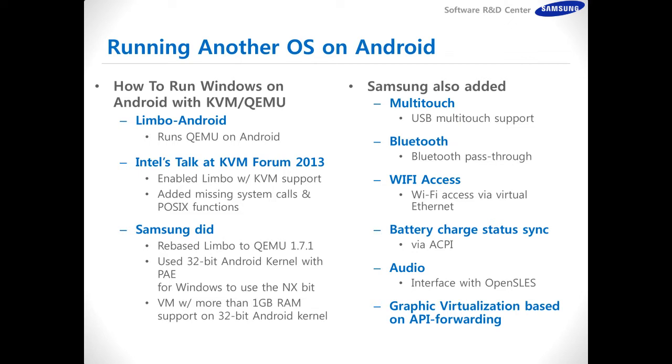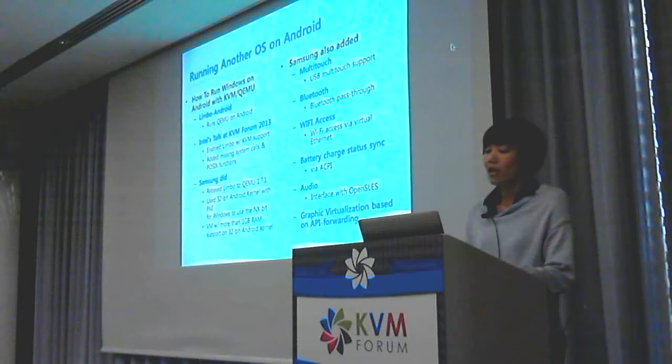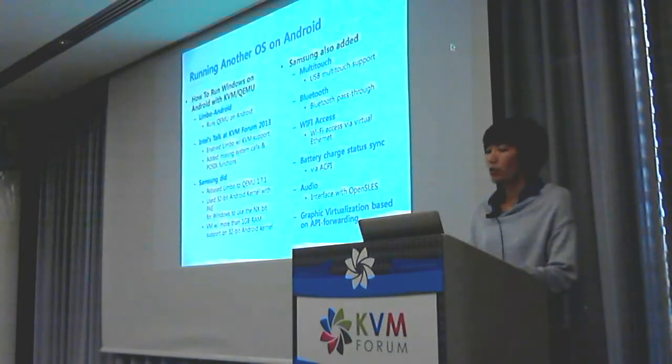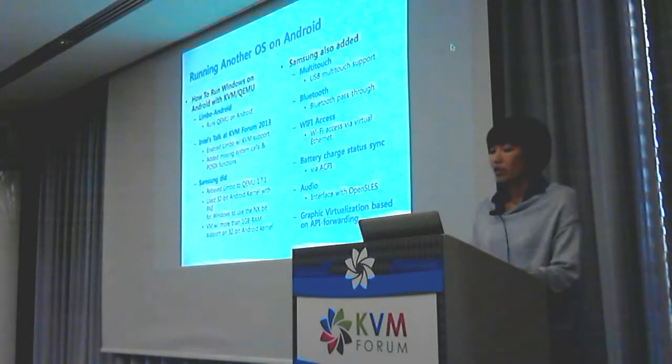To run Windows on Android, we had 2 references. One is Limbo Android, and another is Intel's talk last year. To briefly introduce them, Limbo Android is a wrapper program to run QEMU on Android. Intel enabled Limbo with KVM support and added some system calls and functions, which is missing in Bionic C. And further, Samsung rebased Limbo's QEMU version to 1.7, which was the most recent and stable version at the beginning of this year.